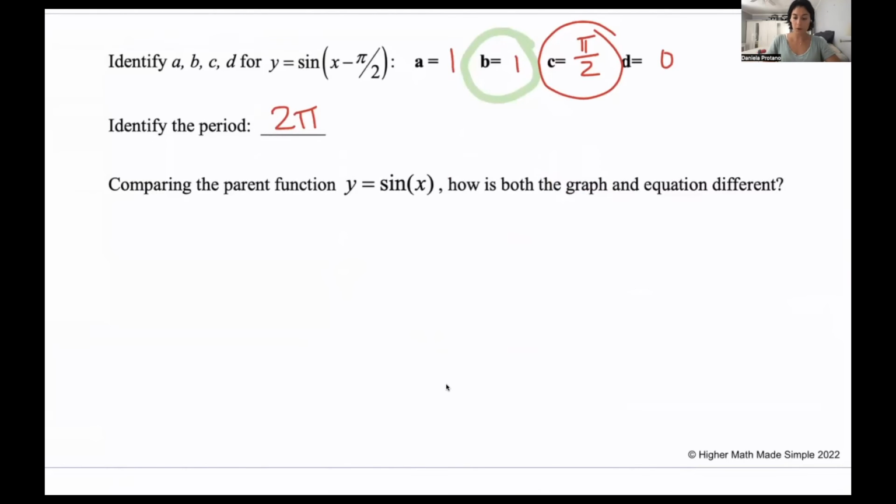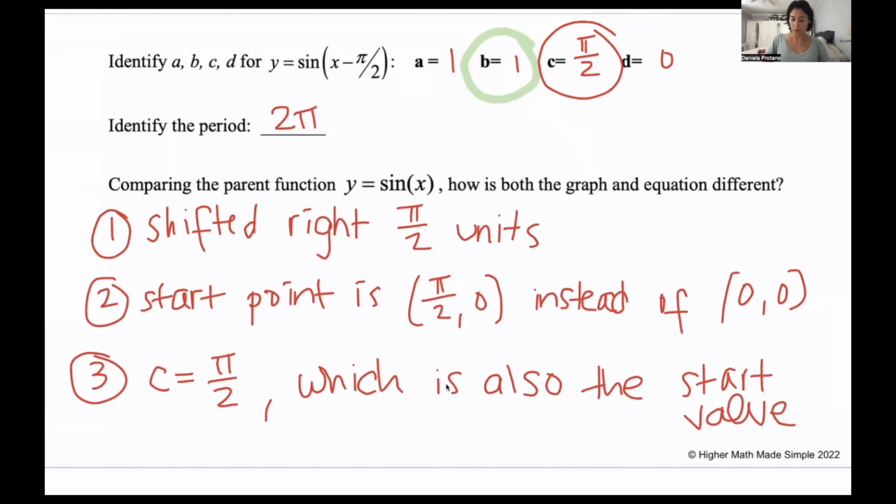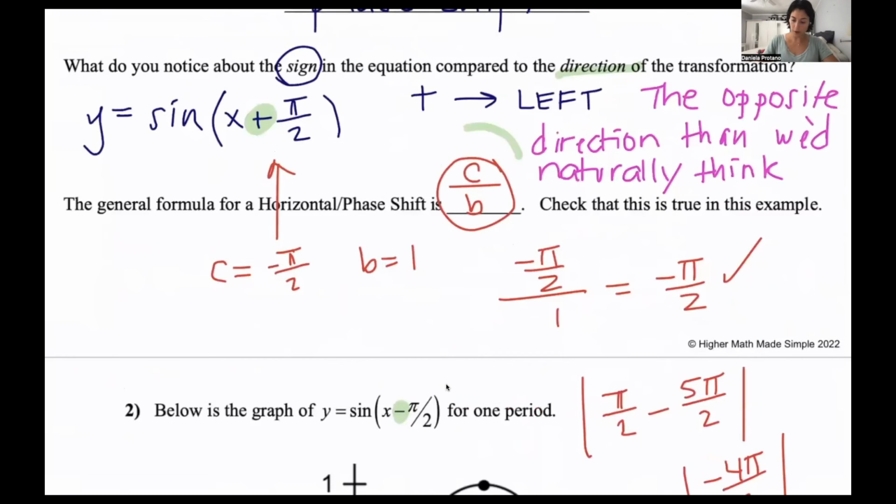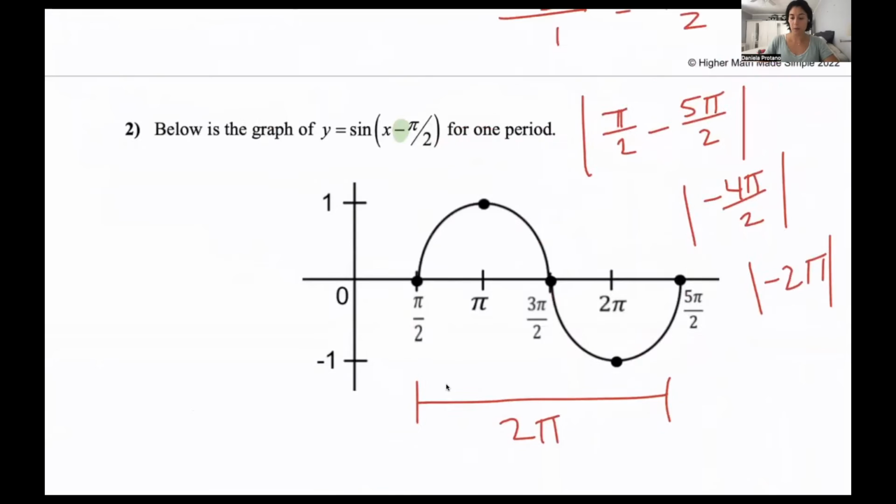So how is both the equation and the graph different? You can press pause, or I'm going to hit the fast forward button and we'll talk about that. Okay, so we can see that it does shift to the right pi over 2 units. The starting point is pi over 2, 0 instead of 0, 0. And that c value, pi over 2, happens to be the start value. So again, it turns out that the phase shift, that formula we talked about over here, is going to be your starting value for when we do graphing.